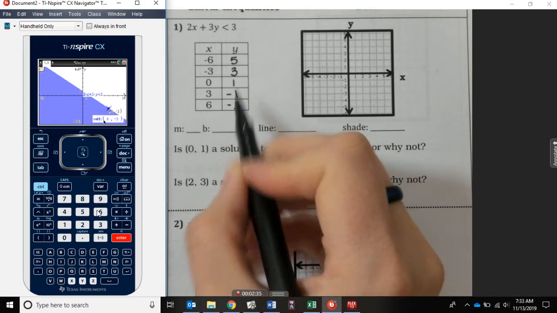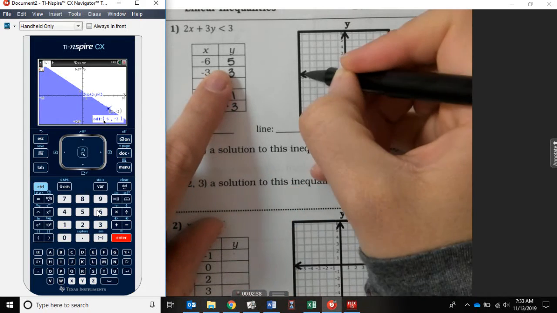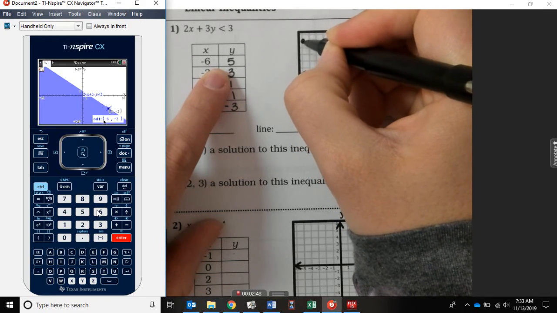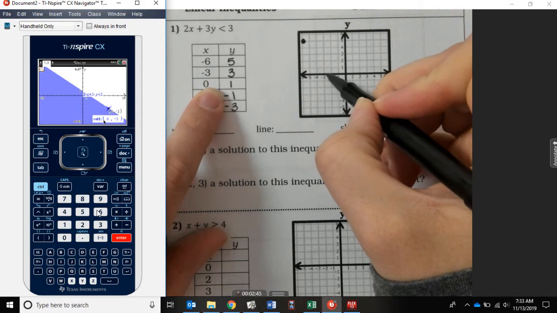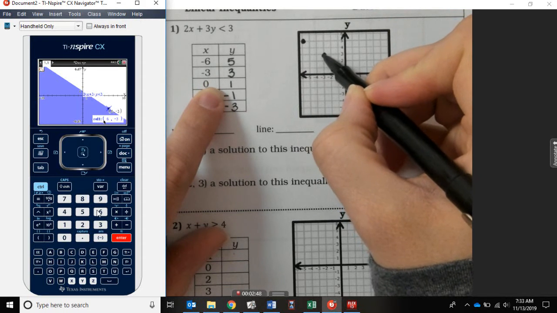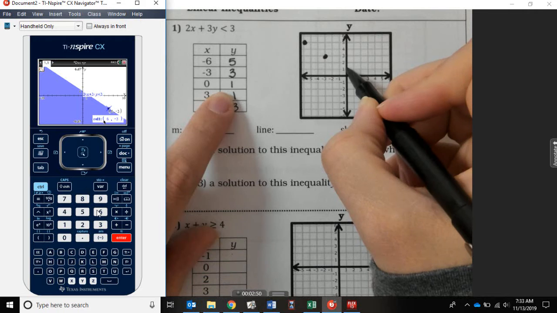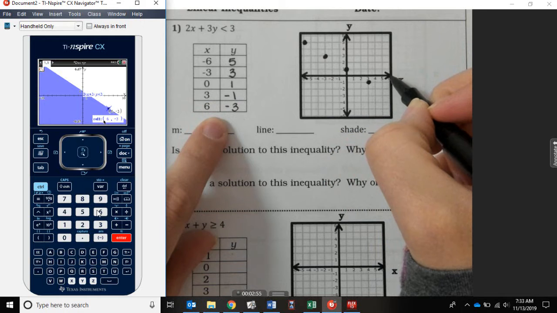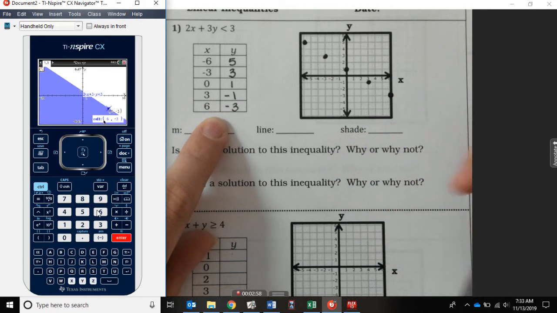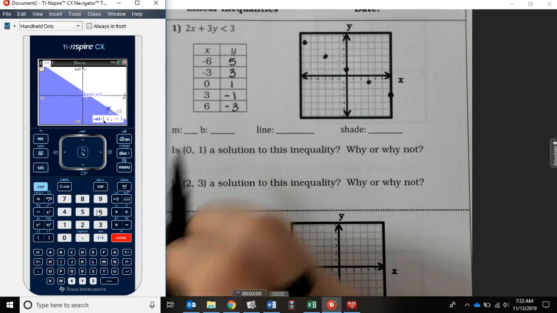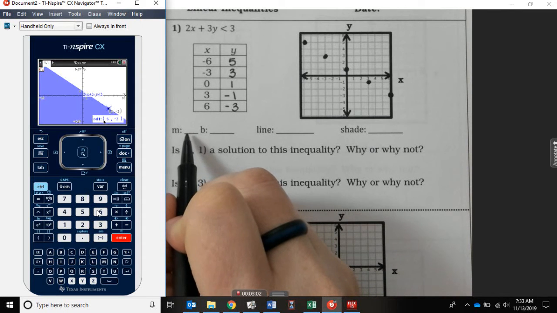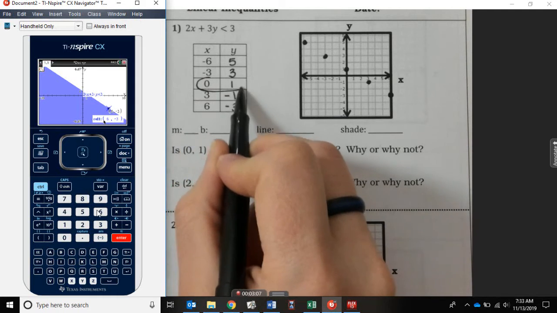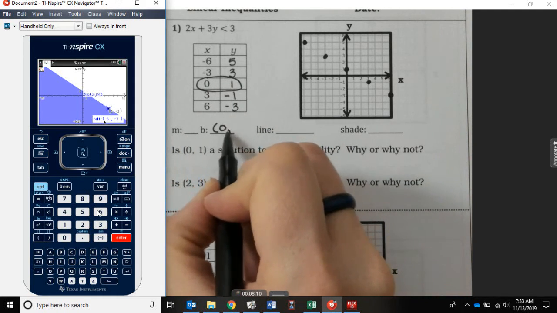So now I can plot these points. -6, so x first, so -6, 5. -3, 3, 0, 1, 3, -1, and 6, -3. Okay? So what we're going to do here is figure out the y-intercept. The y-intercept was given to us right there at 0, 1.